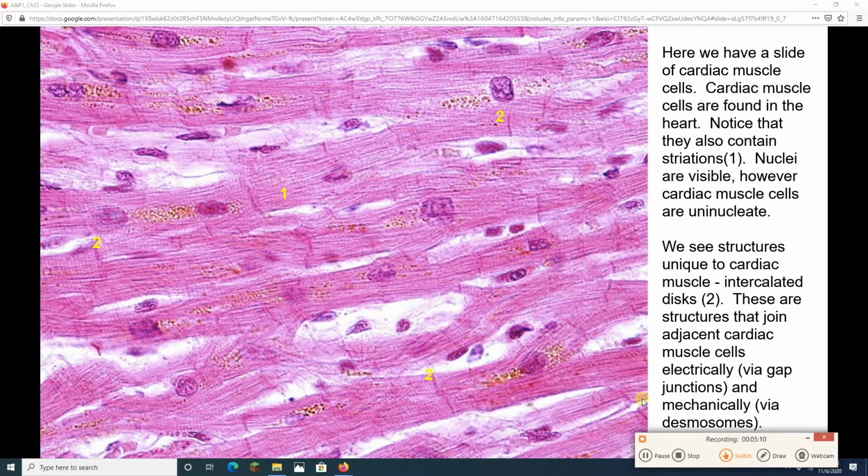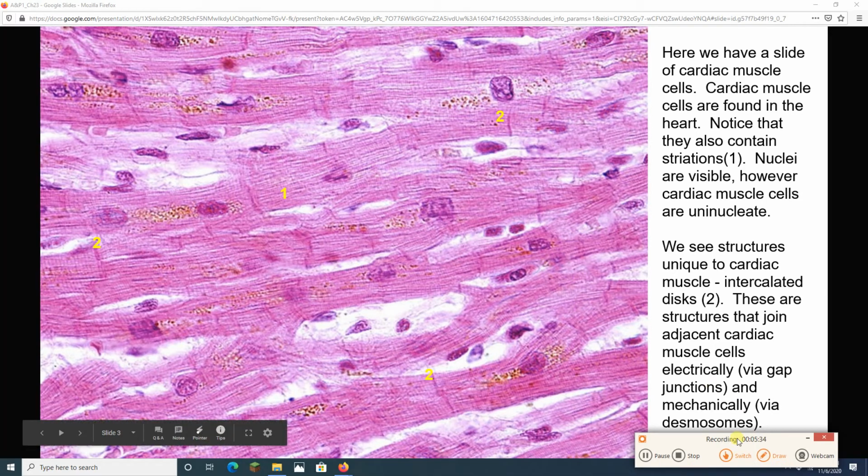It's in the heart. Cardiac muscle is striated. So I can see the stripes here. I can see stripes here. I can see stripes here. I can see them here. They're everywhere. They're not as beautiful and they don't jump out as much as they did in skeletal muscle, but they're still there. I can see nuclei as well.